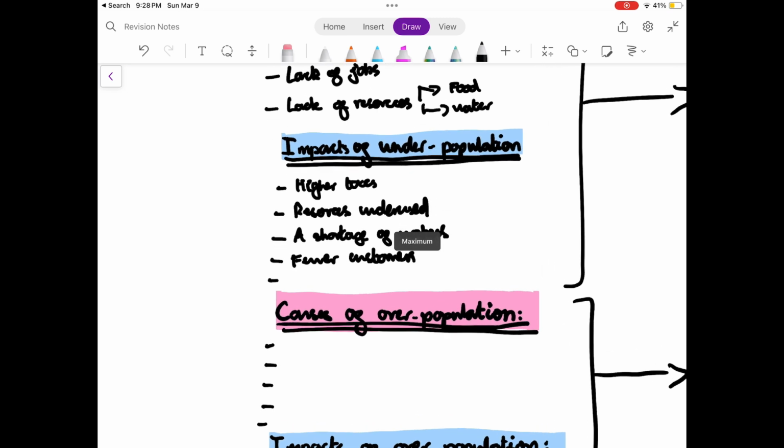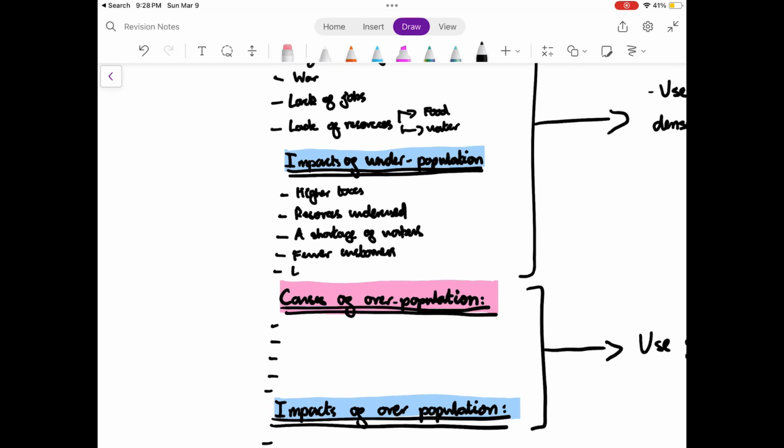And finally, there's low levels of exports, and this can have a harmful impact on the wealth in the area, and this could lead to rising issues related to wealth inequality.